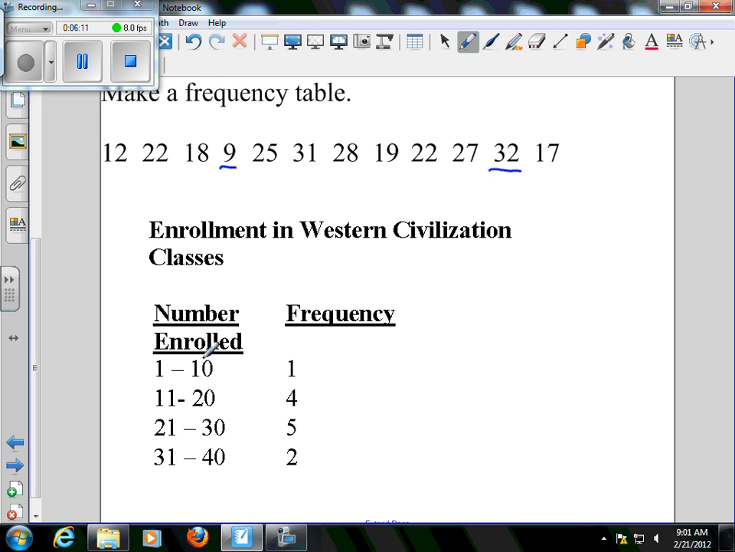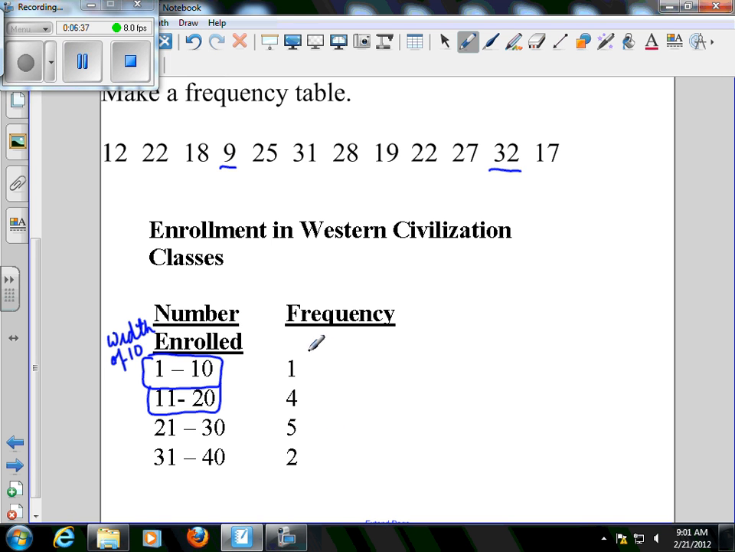So I've grouped these together. Notice I go from 1 to 10. Okay, so there are 10 possible values here. Same in my next group, 11 to 20. The width is 10. The width of these intervals has to be the same. They each have a width of 10. Okay, 21 to 30, 31 to 40.